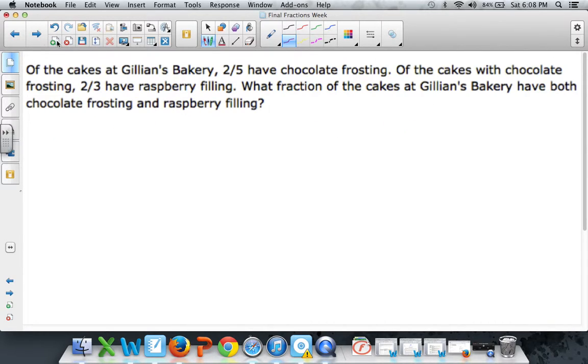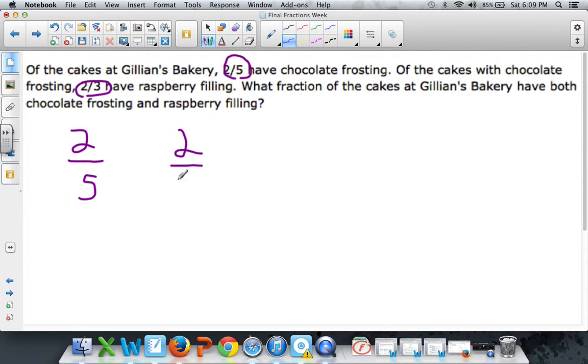You should too. Word problem. Of the cakes at the Jillian's Bakery, 2/5 have chocolate frosting. Of the cakes with chocolate frosting, 2/3 have raspberry filling. What fraction of the cakes at Jillian's Bakery have both chocolate frosting and raspberry filling? This is hard to tell, but believe me when I say that this is a multiplication problem. How can I tell that, Mr. Graham? How can I tell that this is a multiplication problem with fractions?